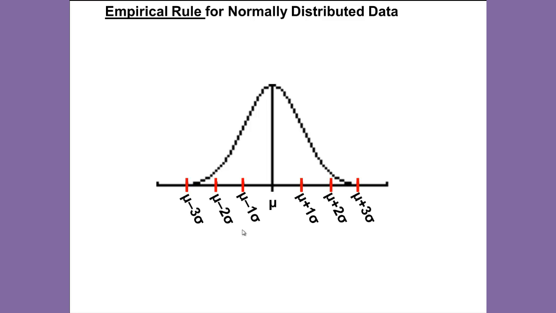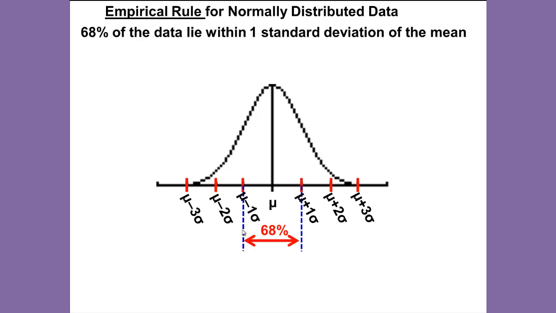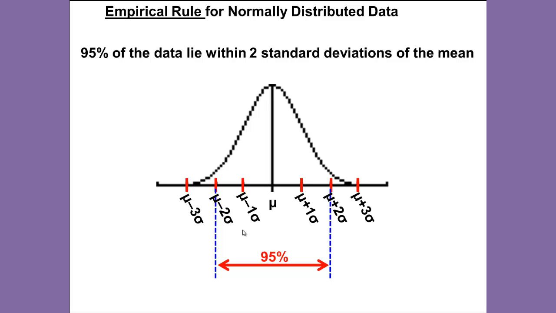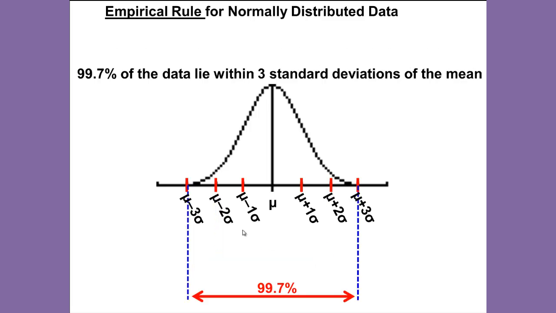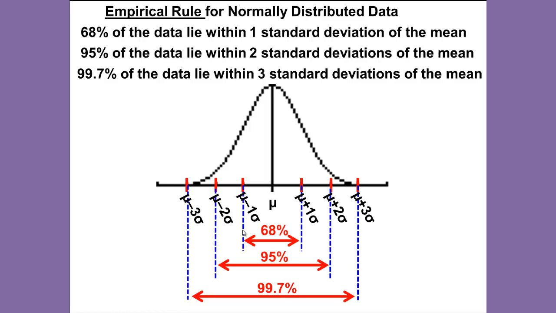The empirical rule for normally distributed data tells us that 68% of the data lie within one standard deviation of the mean, 95% lie within two standard deviations of the mean, and 99.7% of the data lie within three standard deviations of the mean. And someone a lot smarter than I came up with these percents. You will need to memorize these three percents for your course here at Walters State.